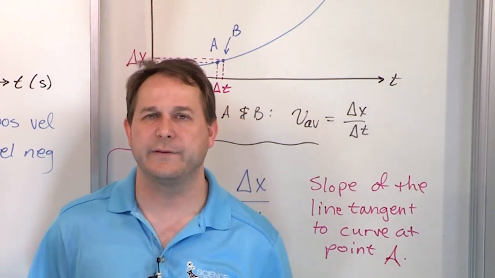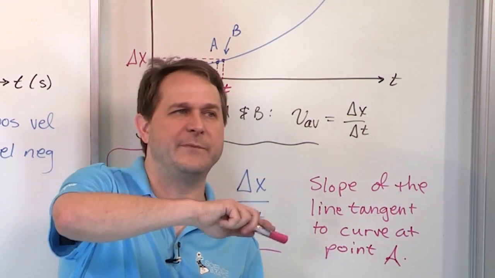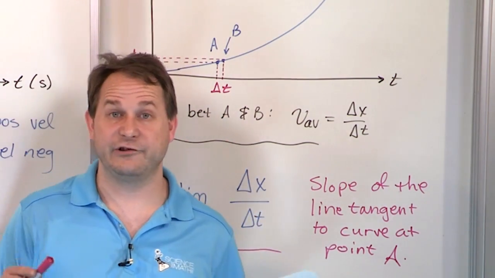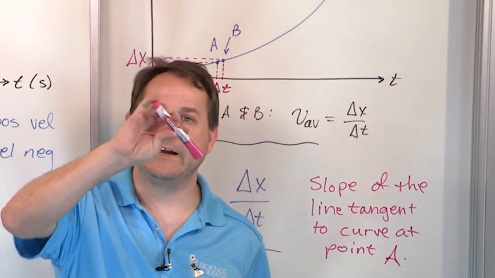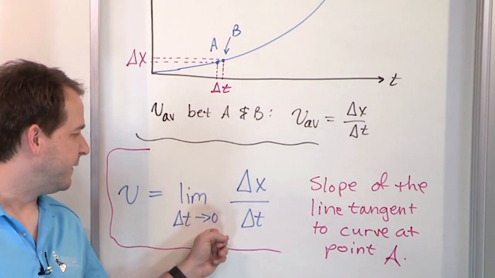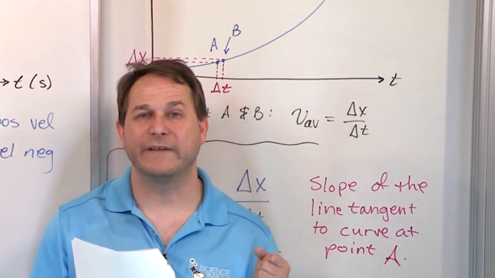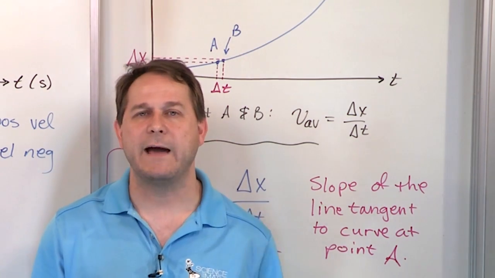It's mostly a conceptual thing for you to understand that the position curve can be going everywhere. The slope of the line tangent to that curve is what we call the limit of this guy, and that is going to be what we call the instantaneous velocity at that moment in time. How fast are you going?